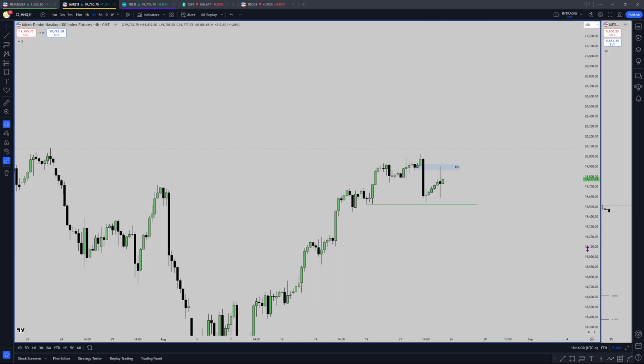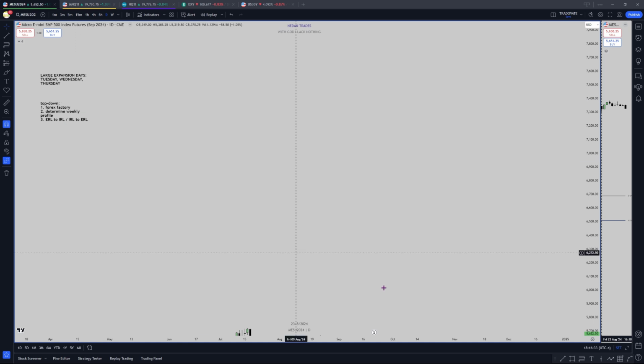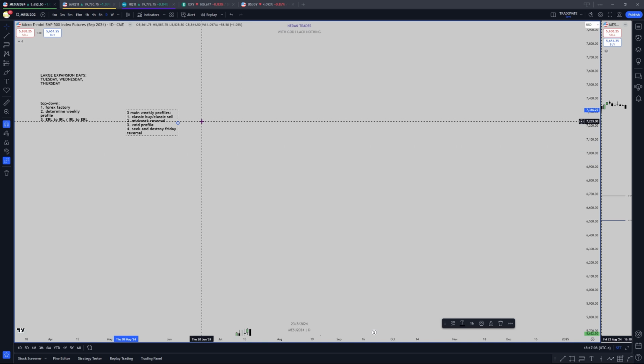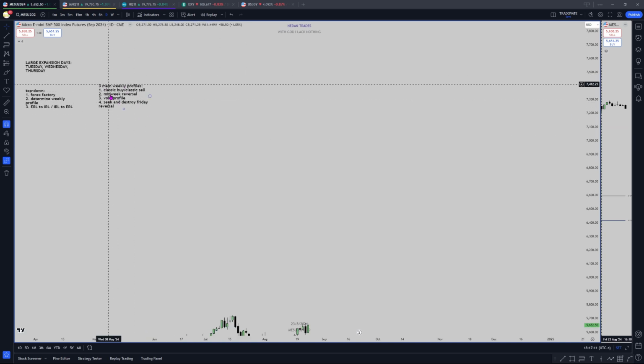So there's three main weekly profiles that you want to look for. This will be your classic buy / classic sell, your midweek reversal, and your void profile. Last week we had kind of a weird profile. It was a seek and destroy Friday reversal. But this rarely happens. The three at the top are the three weekly profiles you want to focus on.